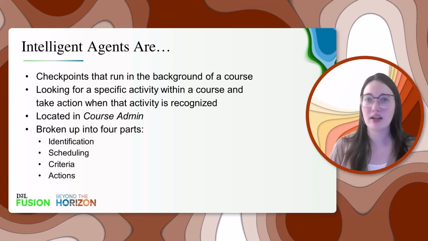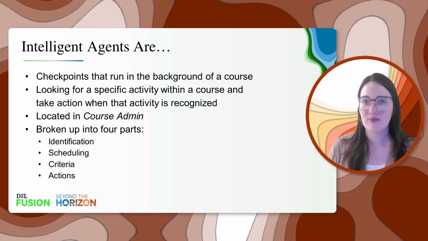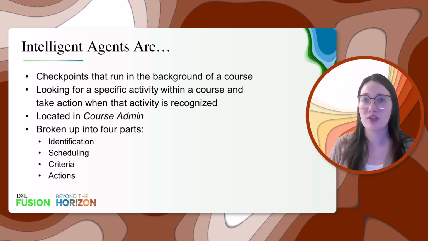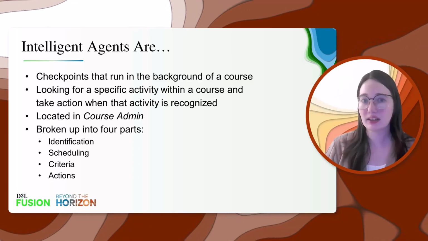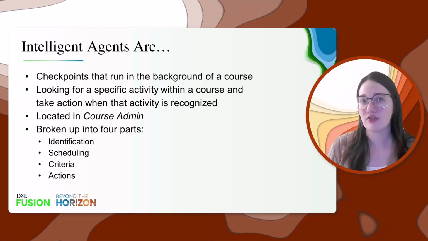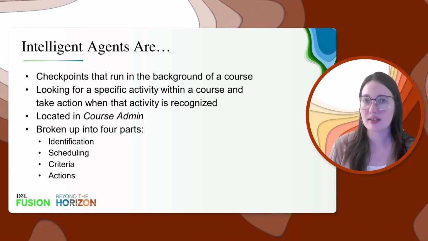I'm here to kick off our presentation about intelligent agents today by first explaining to you what intelligent agents are. Intelligent agents are checkpoints that run in the background of a course. They look for specific activity within a course and then take an action once that activity is recognized. You can find intelligent agents in course admin in Brightspace.